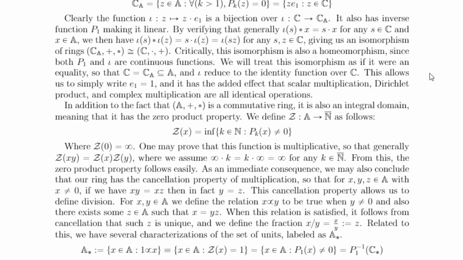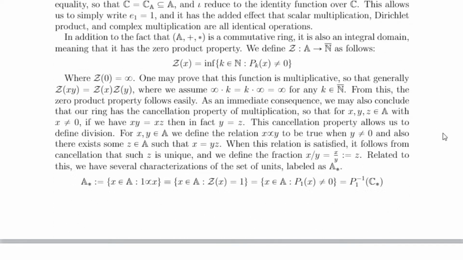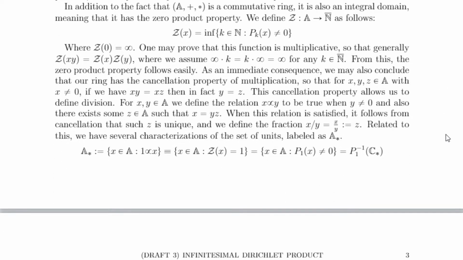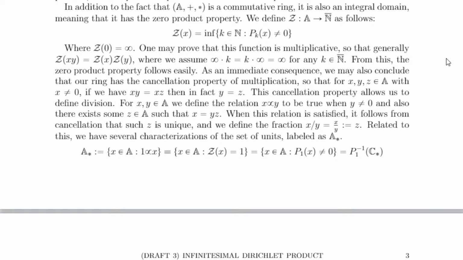So that's the first critical part, the initial setup. From there, our next most important property is that we have our ring here, our A set with plus and Dirichlet product, and not only is it a commutative ring, but it's also an integral domain. What that means is that it has the zero product property. If you multiply two numbers together and you get 0, then one of the two numbers you multiplied has to be 0. That's the integral domain property.